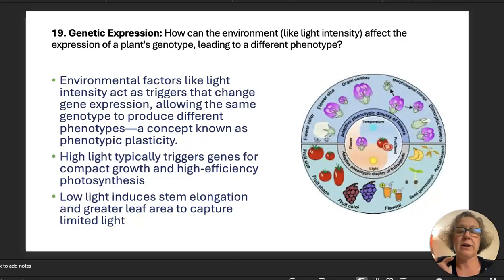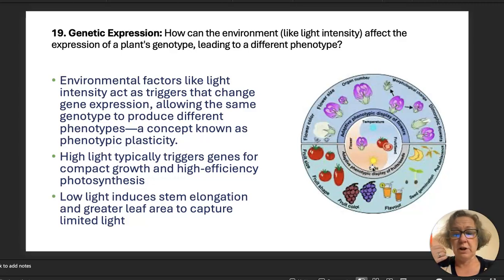Genetic expression. How can the environment affect the expression of a plant's genotype? This can definitely be like Himalayan rabbits, where we have the cold. Sometimes it is affected by temperature. It can be affected by light, depending on how much light something gets.